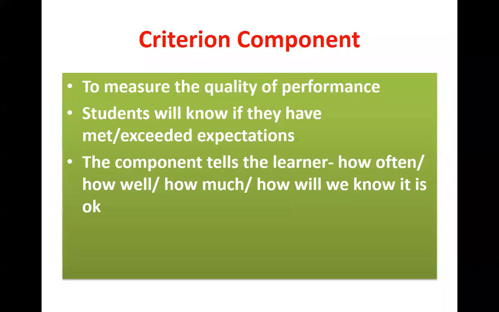Okay, then the next component is the criterion component. So to measure the quality of performance, we use the criterion component. Okay, so students will know if they have met or exceeded the expectations by means of the criterion component. And the component tells the learner how often, how well, how much, how will we know it is okay. Okay, so I hope now we have the three components for writing the course outcome: performance component, condition component, and criterion component.